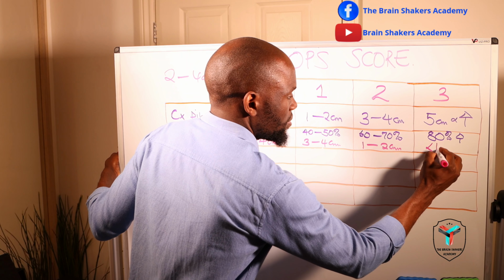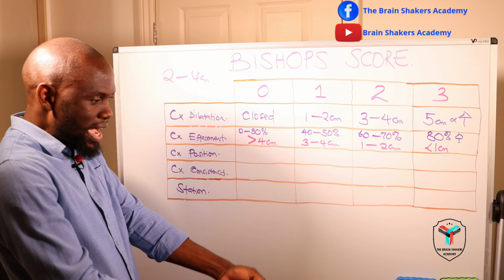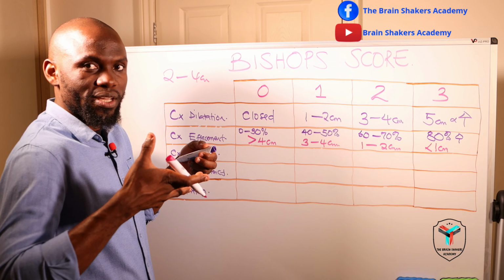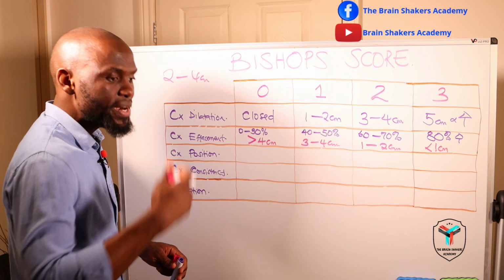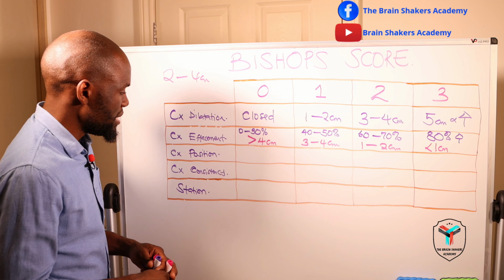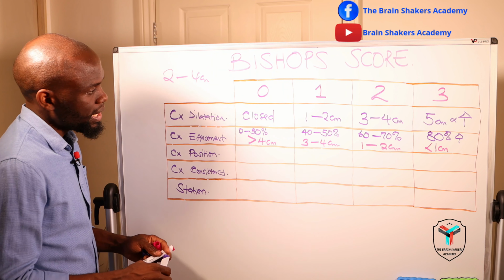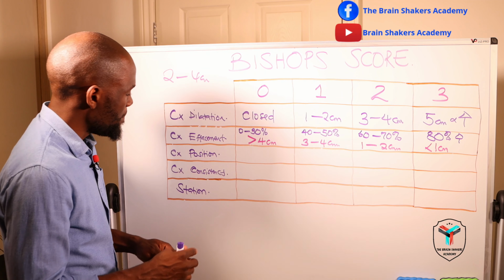So less than 1 centimeter. That means that the cervix has now been taken up and is ready to begin to open up even more, increasing the chances of that induction of labor being successful. Then we are talking about the cervical position, which is parameter number 3.